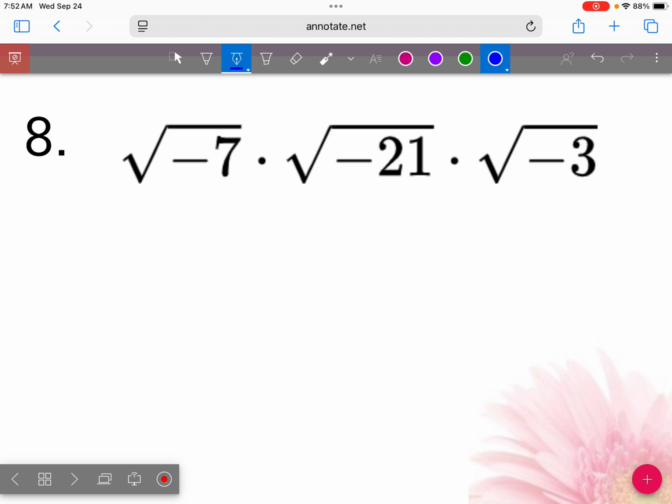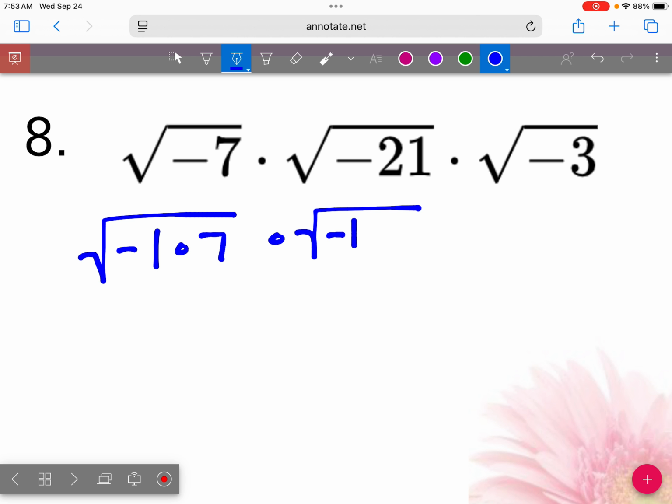Okay. So on this one, we're just going to do the same kind of thing. We're going to split them all up, find pieces we can combine together, and go from there. I'm going to split this up to be my -1 times 7. This one's going to be -1 times 21. And this one's going to be our -1 times 3.